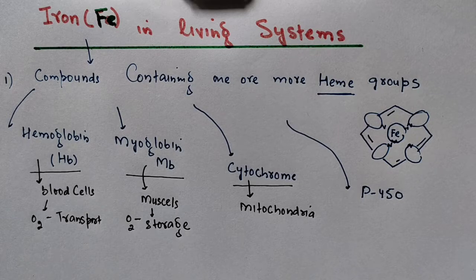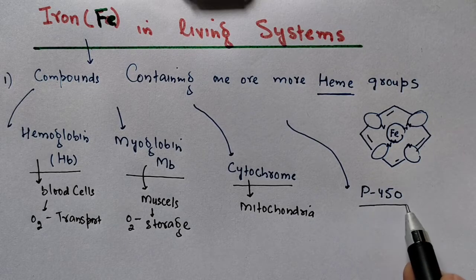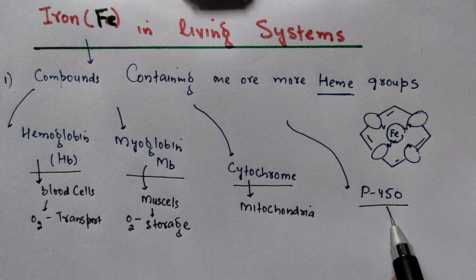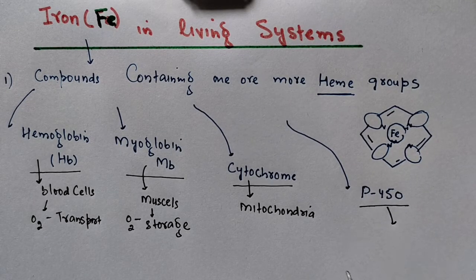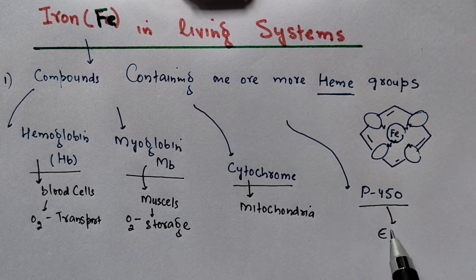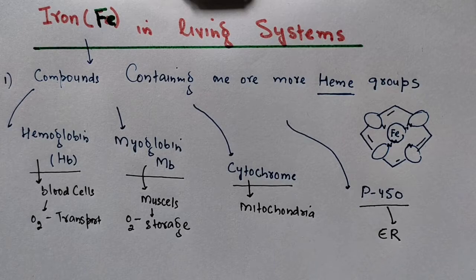And then we have one more, that is your cytochrome P450. This is also very important, that it's present in the living cells in the endoplasmic reticulum, ER. ये वहाँ पे present होता है. This is your cytochrome P450. So it's present in the endoplasmic reticulum.